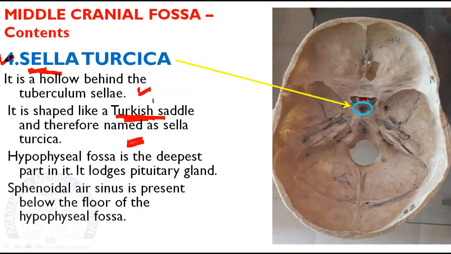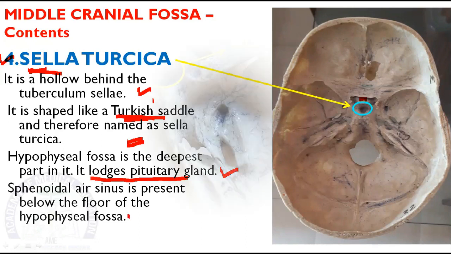Hypophyseal fossa is the deepest part in it. It lodges the pituitary gland. Actually, the pituitary gland is situated in this structure that we call the sella turcica of the sphenoid bone. This is the position of the pituitary gland. Sphenoidal air sinuses are present below the floor of the hypophyseal fossa.